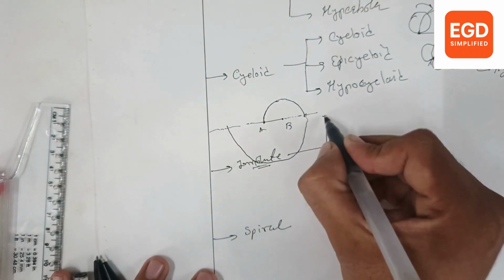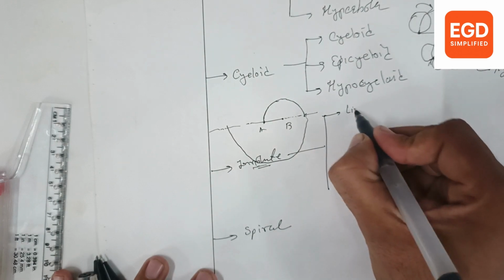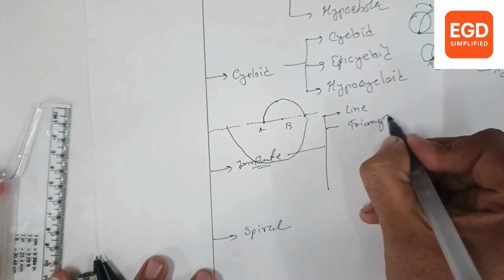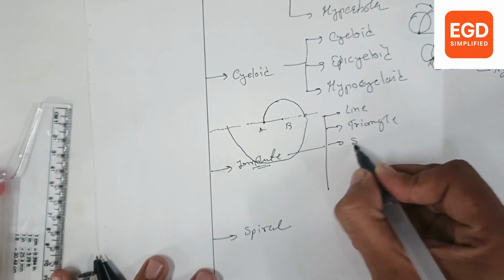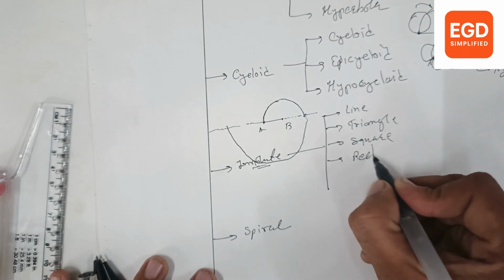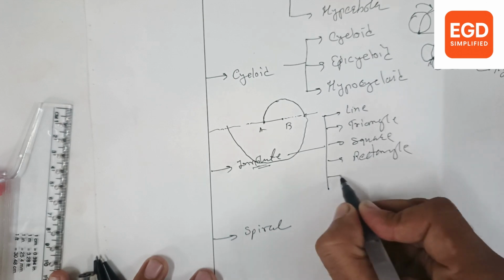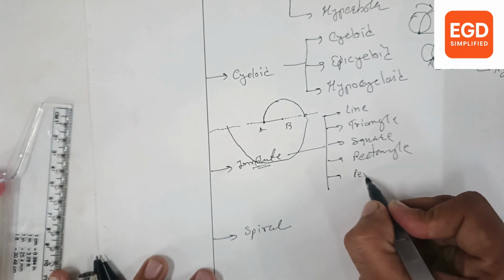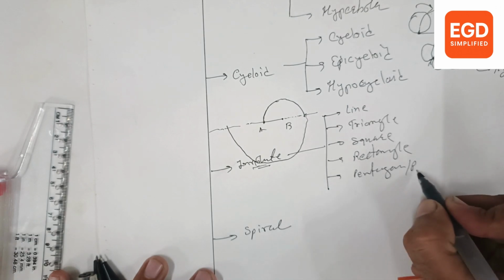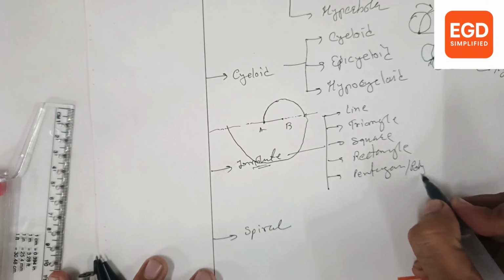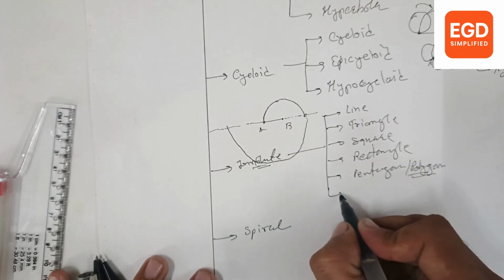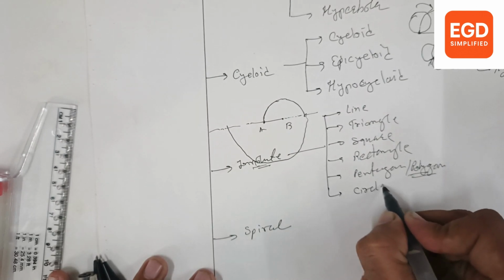So we are going to learn involute of a line, triangle, square, rectangle, pentagon, or we can say polygon, meaning pentagon, hexagon, heptagon, everything, and a circle.